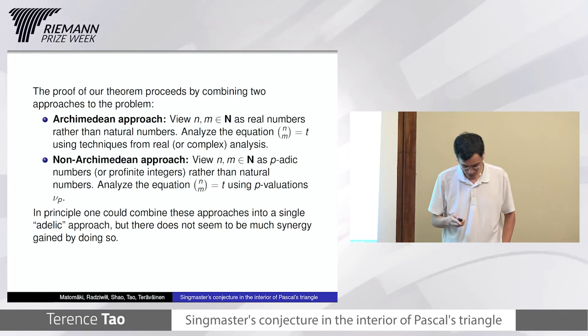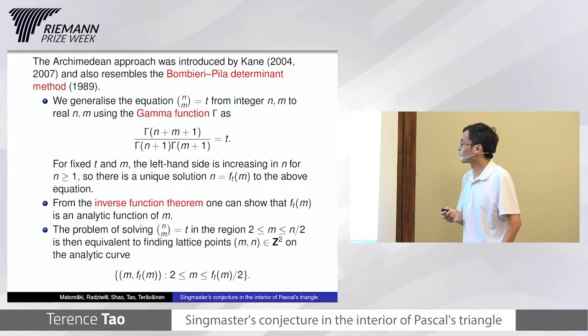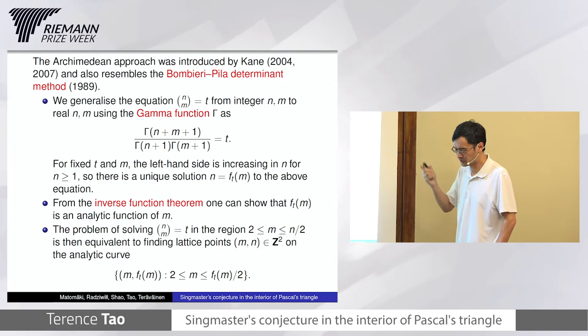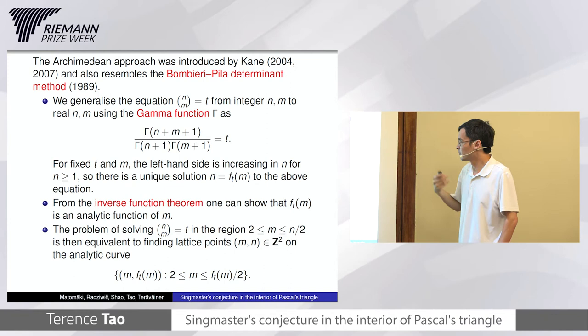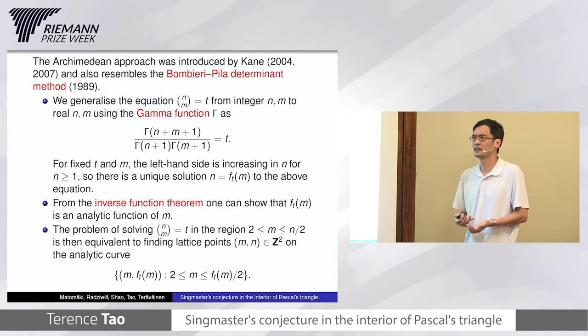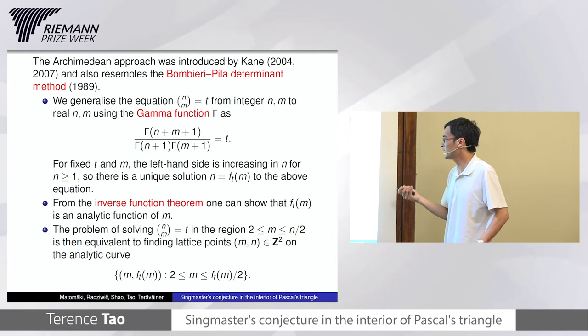Okay, so just to talk a little bit about how the Archimedean approach works. So the binomial coefficients n choose m, of course you can write them as factorials, right? So there's n factorial over m factorial, n minus m factorial. But famously, the factorial function can be extended. You can take the factorial not just of integers, natural numbers, but you can take the factorial of reals. You can talk about half factorial. I think half factorial is like twice the square root of pi. You can take the factorial of any number using the gamma function of Euler.